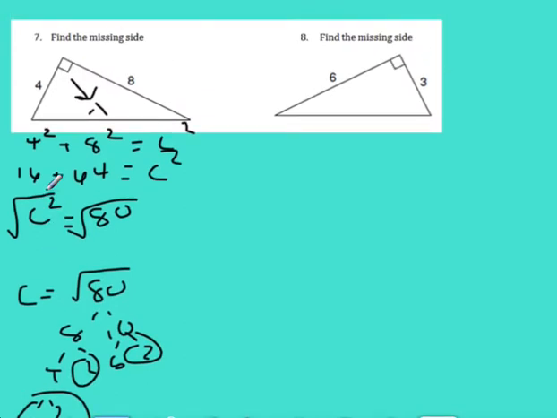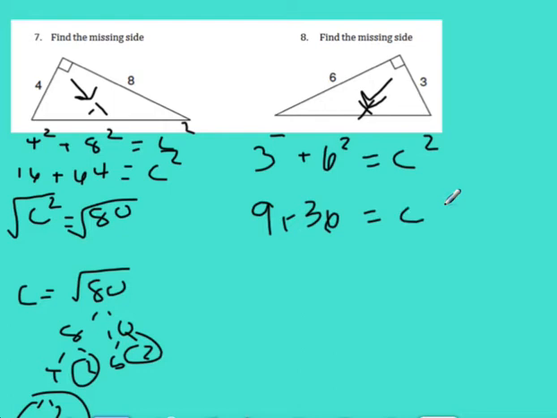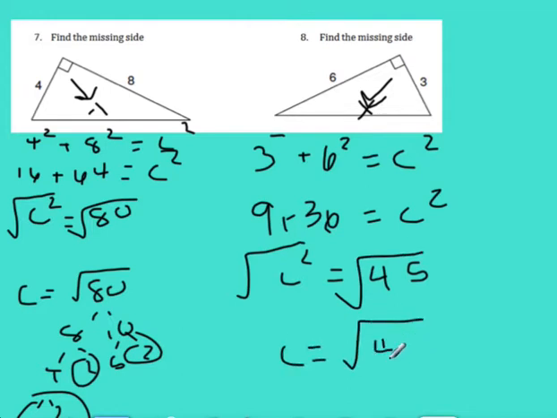Then taking a look at number 8. Again, I'm missing that hypotenuse side, so that's my c. So I have 3 squared plus 6 squared is equal to c squared. So then I get 9 plus 36 is equal to c squared. So c squared is equal to 45. So now to just get c, I need to take the square root of both sides. So I get that c is equal to the square root of 45.